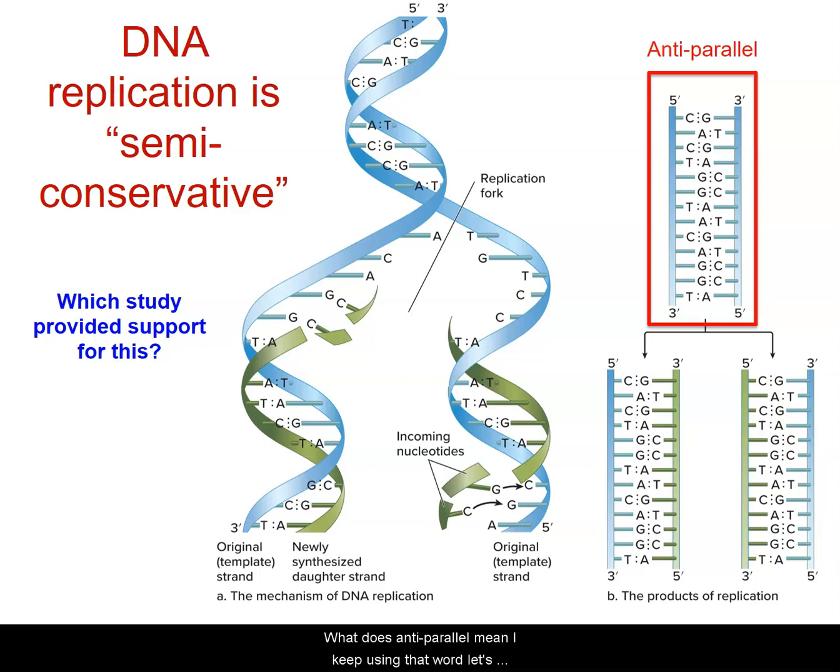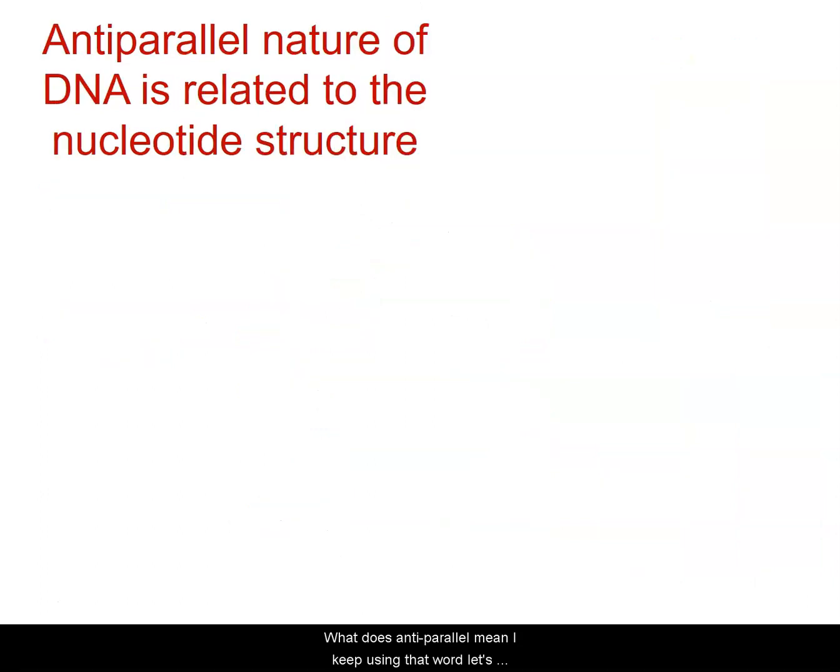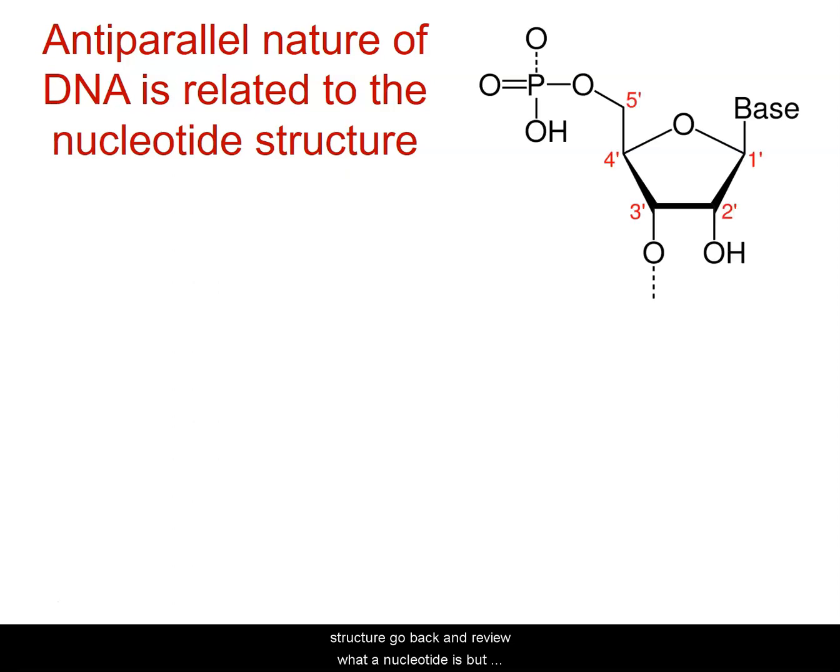So what does anti-parallel mean? I keep using that word. Let's look at that a little bit closer. Anti-parallel nature of DNA is related to the nucleotide structure. Go back and review what a nucleotide is, but here's just a short picture, which should clearly look familiar to you by now. But you'll notice that we have this phosphate group here, we have a nitrogenous base, and then we have the pentose sugar. Pentose, again, meaning there are 5 carbons.